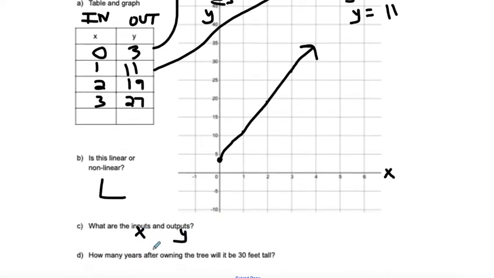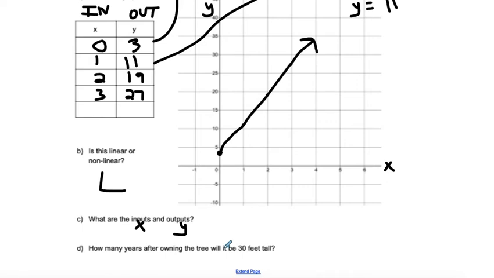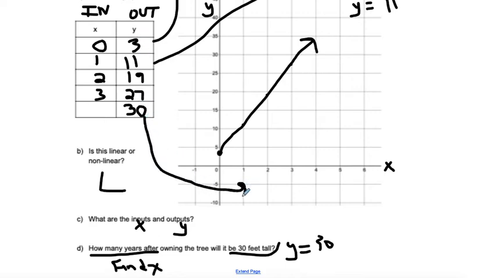And lastly, how many years after owning the tree will it be 30 feet tall? So now this is kind of a backwards question. How many years? Well, that is what the x value is representing. So I'm trying to find x here. If the tree is 30 feet tall, well, the height was measured by y. So now this is kind of backwards. I said typically we plug in x values, but you can plug in y values and go the other way. So if I want to know when the tree is 30 feet tall, I can go right ahead and plug that value in for 30 on the y. And now it's going to be a little bit backwards.